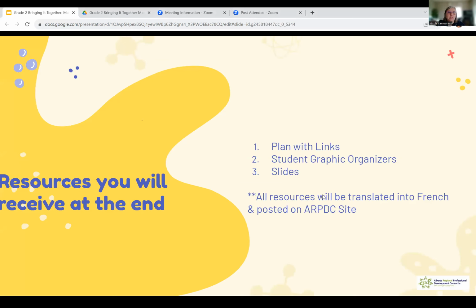So the resource that you will receive at the end of the session is the mini sample unit plan that has all the links, which includes student graphic organizers, as well as the slides to the sessions. If you are listening to this recording, you will receive the same things. I'm probably going to repeat this because I know people are going to be joining in, but all resources will be translated into French.